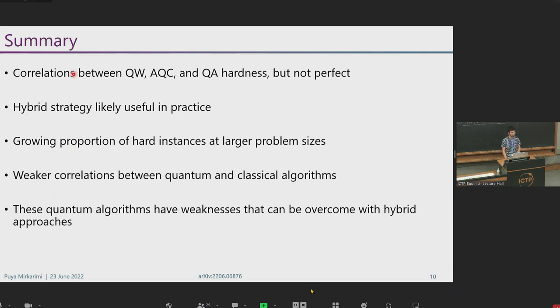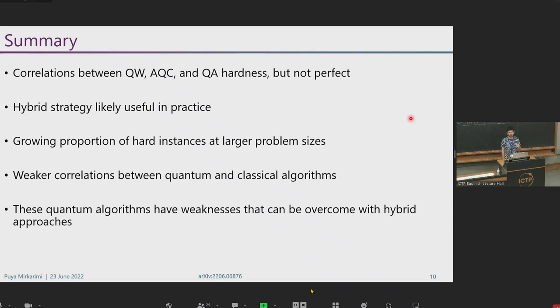So to summarize, we found that there are correlations between quantum walk, AQC, and quantum annealing hardness, but these correlations aren't perfect. So this implies that a hybrid strategy involving these algorithms would likely be useful in real-world computation. And the proportion of hard instances grows as you increase the problem size. And we found weaker correlations between the quantum and classical algorithms than between quantum walk and AQC.